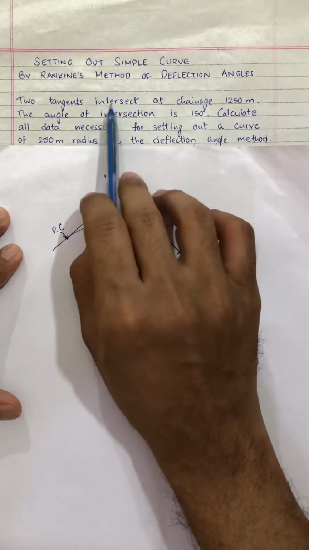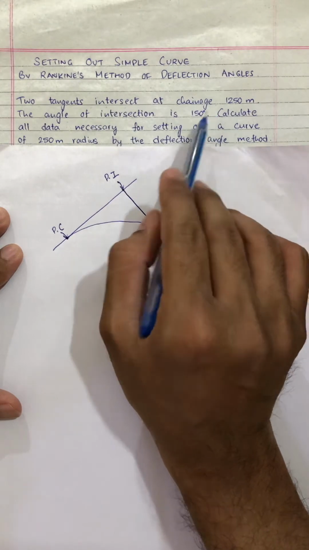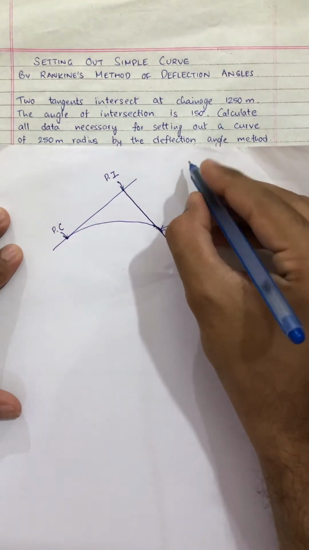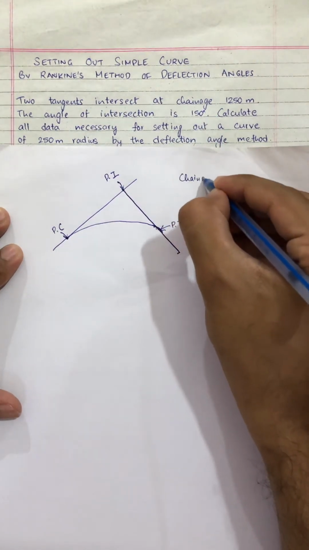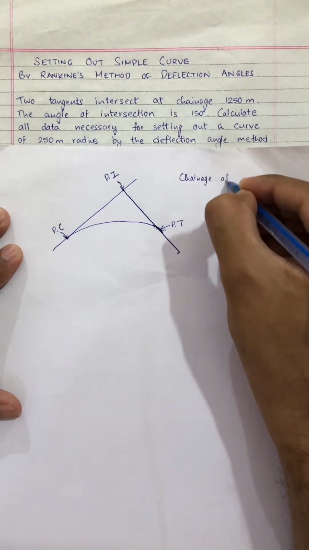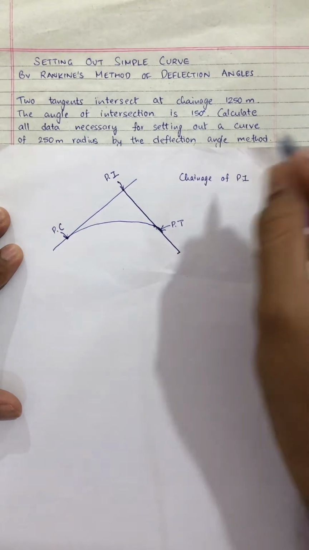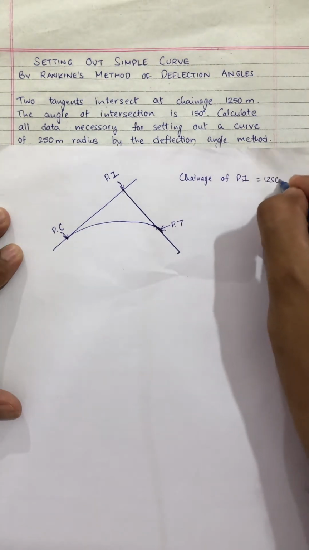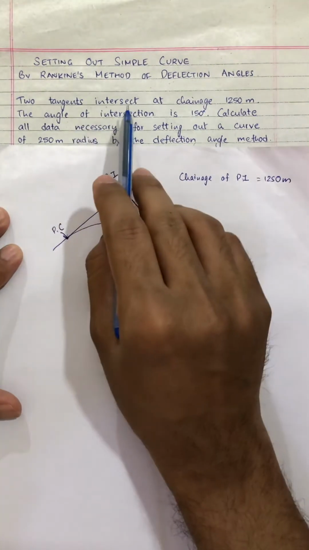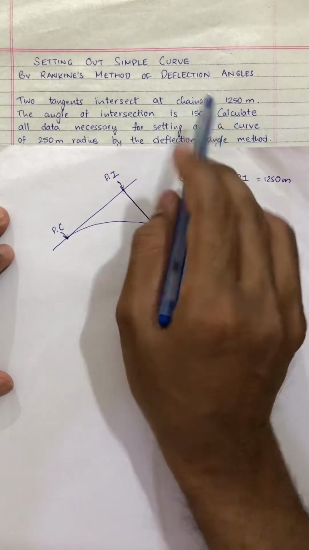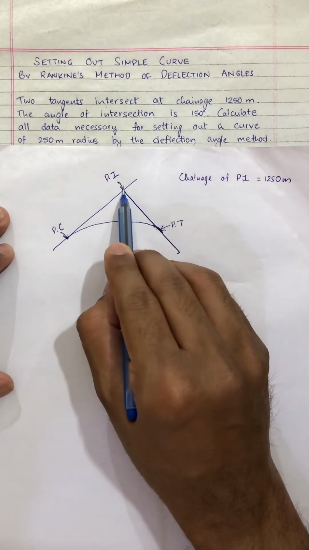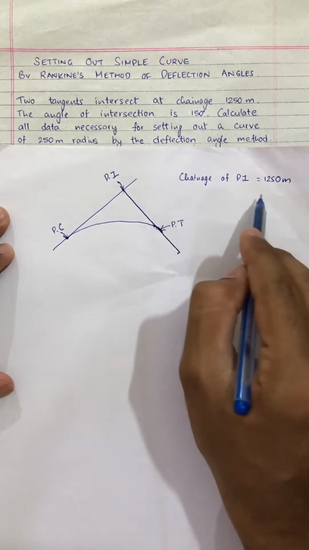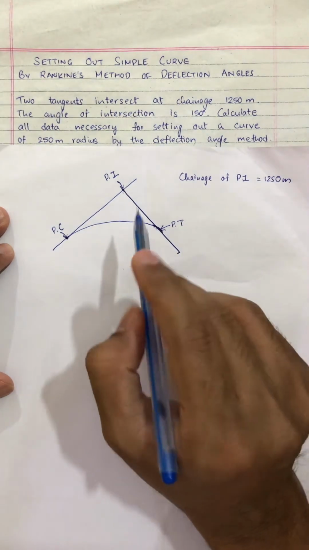So here, two tangents intersect at chainage 1250 means the chainage of PI is given to you. It is given as 1250 meters because it is saying two tangents intersect at chainage 1250 meters. So they intersect at this point. Hence the chainage of PI is given as 1250 meters.